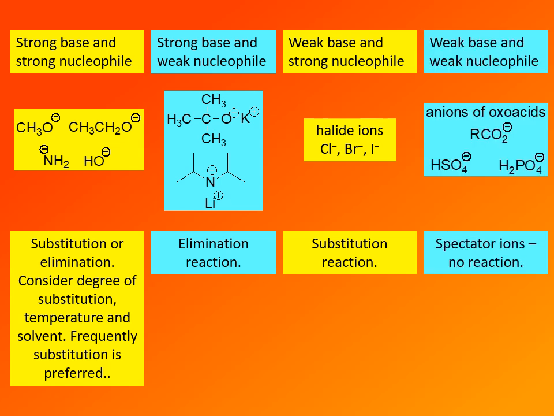Finally, if something is both a weak base and weak nucleophile, those are anions of oxoacids that contain two or more oxygens, like carboxylate anion, bisulfite anion, biphosphate anion. Those ions are used when we don't want to have either a nucleophile or electrophile in a reaction, when we want a spectator ion. So, for example, we want something to accompany a proton or metal ion, and it's the proton or metal ion that is important in a reaction. Then we use these species, so those are spectator ions and they do not cause any reactions. So they do not undergo substitution or elimination reactions.